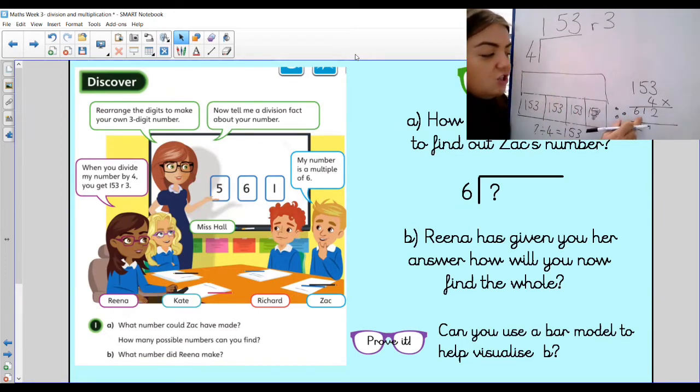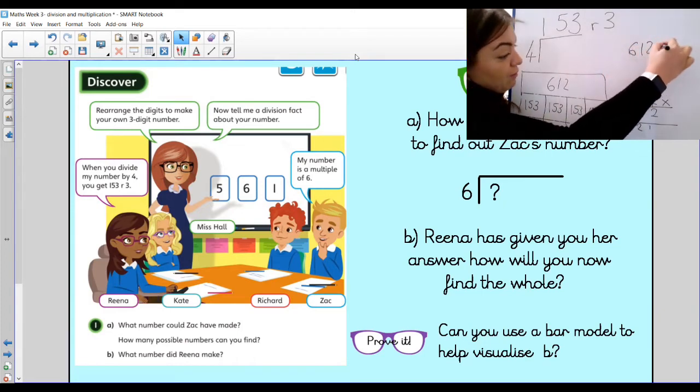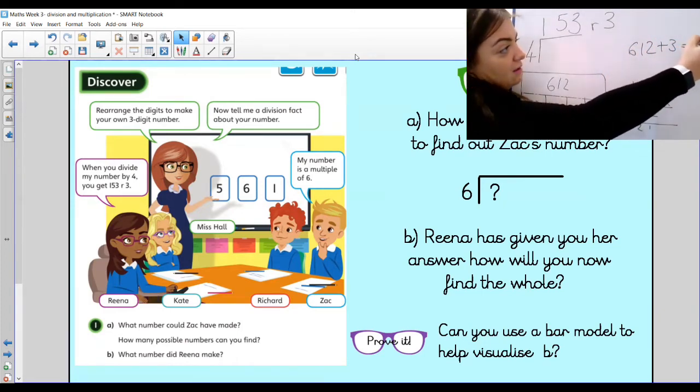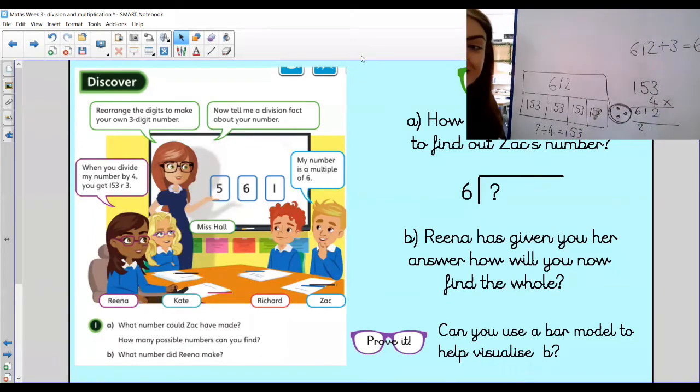But am I finished there? I was just about to write 612. That is right for this bar model, but will that give me the answer for this? What do I also need to remember that I've got? 3 that are left over. So to get my original total, what do I need to do with those 3? I need to add them on, don't I? So 612 plus 3 will give me 615.